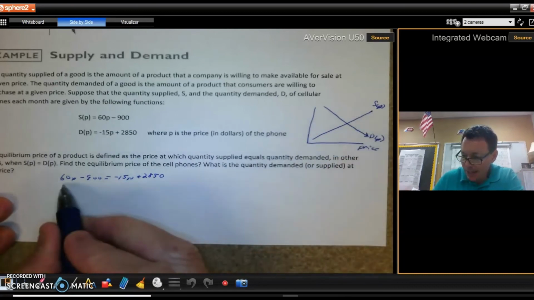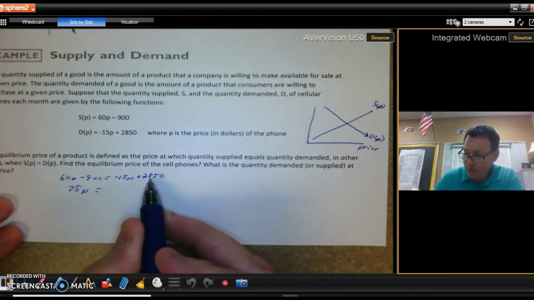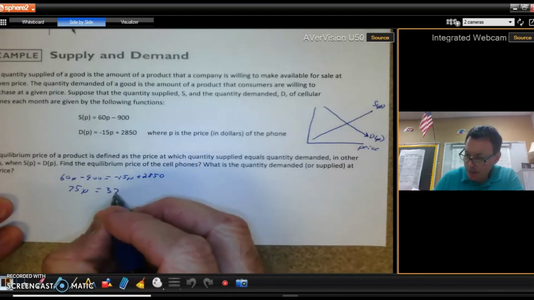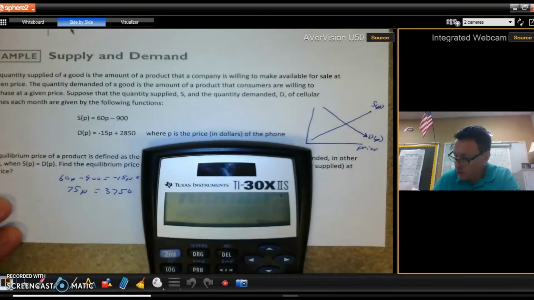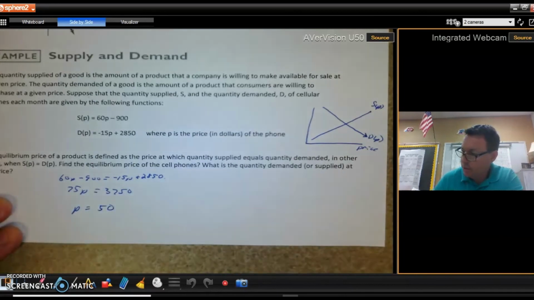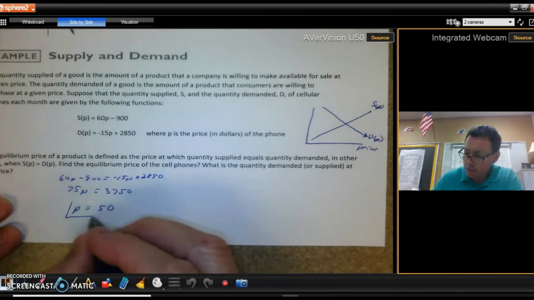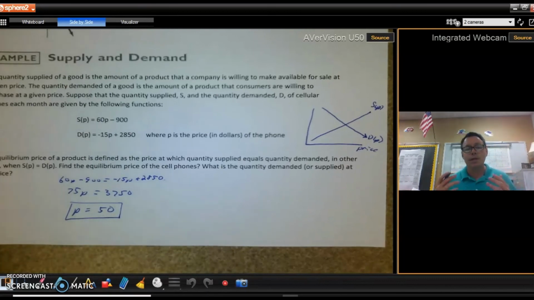Okay, so if I add 15p over here, so that's now 75p. If I add 900 to the other side, so that's going to be 3,750. And then grab your calculator. No need trying to figure out 3,750 divided by 75. Oh, it's 50. So P equals 50. All right, so that is the equilibrium price. If they sell the cell phone at $50, the amount that people want versus the amount that the company is willing to make will be justified, will be equal. There won't be any left over, and there won't be some huge shortage of them.